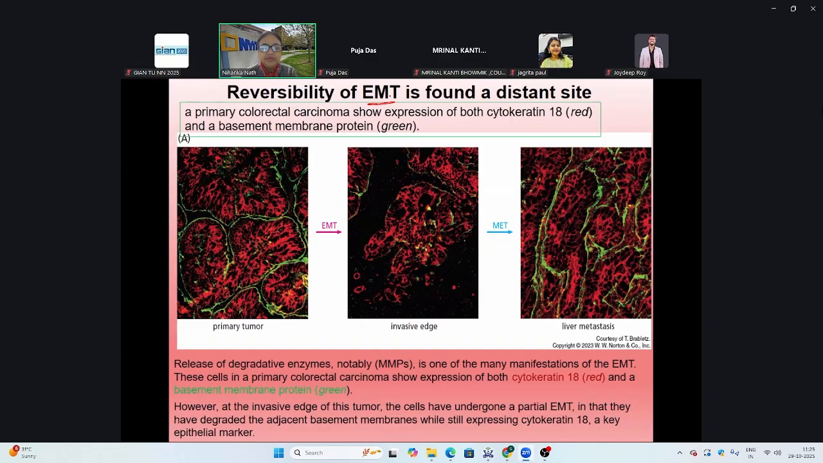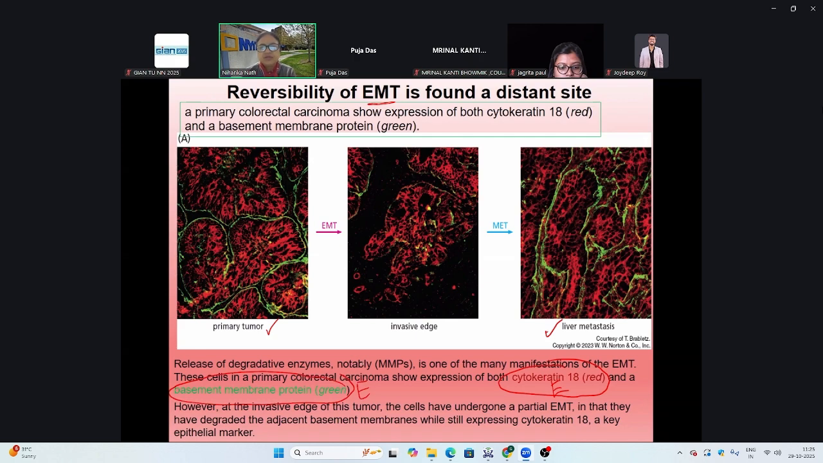Well, in other places, people have done staining. They have done staining in a primary tumor and in a liver metastasis, and they have looked for cytokeratin. Cytokeratin is an epithelial state, and they have looked for loss of that. So they have looked for cytokeratin, and they have looked for basement membrane. Basement membrane is green. Basement membrane is also epithelial.